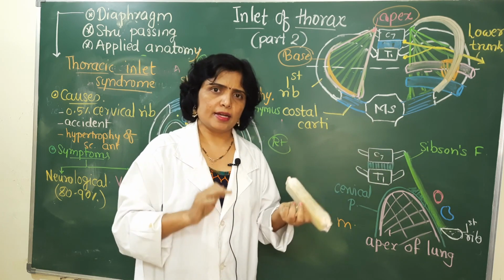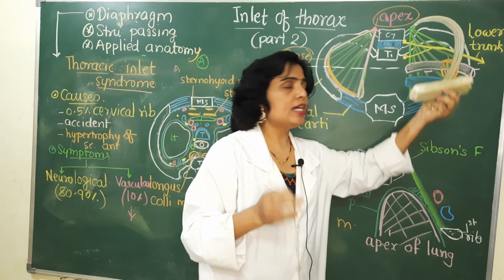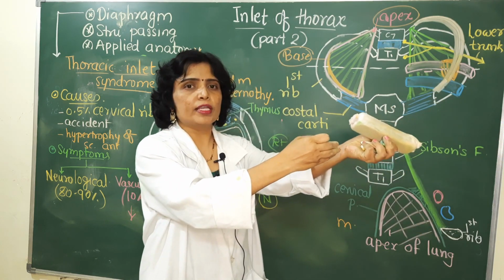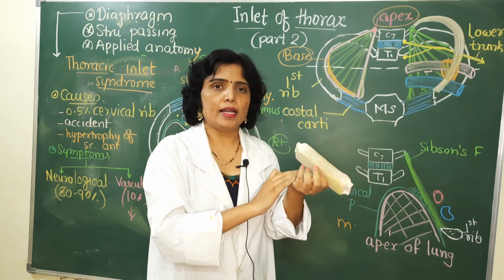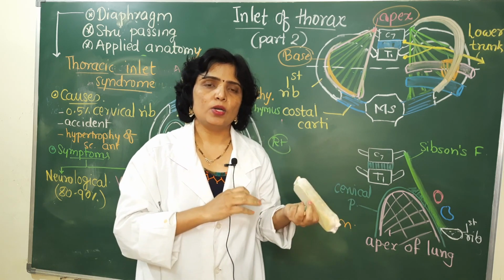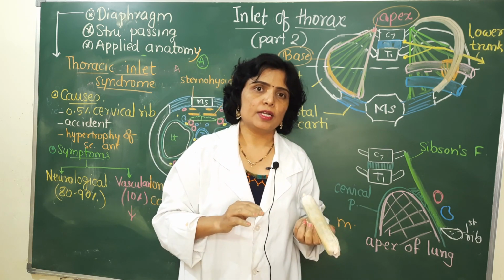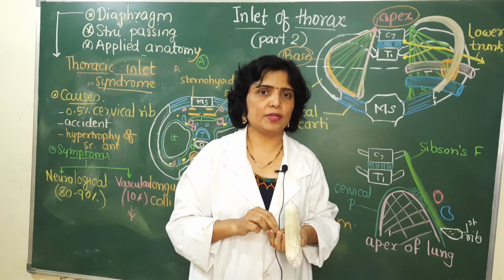Vascular symptoms are rare. If the vein is compressed, it leads to edema, and if the artery is compressed, less blood is flowing, so naturally the radial pulse will be very weak, or sometimes pallor or coldness of the hand is seen. So that is all about the inlet of thorax, and now I am very sure that you have understood the inlet of thorax. Thank you.